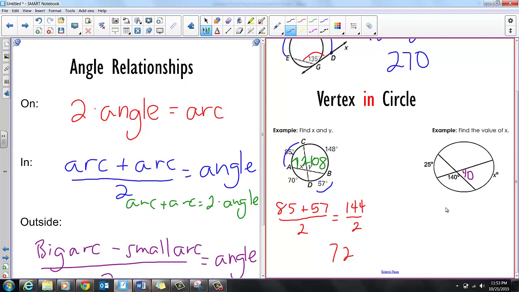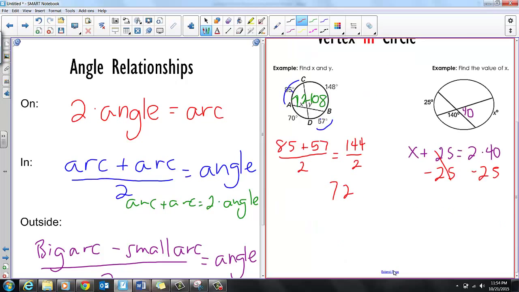Let's use our formula to solve for this one. Arc plus arc, so x plus 25 equals 2 times the angle, so 2 times 40. So we have x plus 25 equals 80. Let's subtract 25 from both sides. 80 minus 25 gives us 55. So x will equal 55.